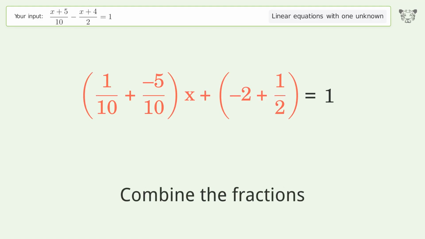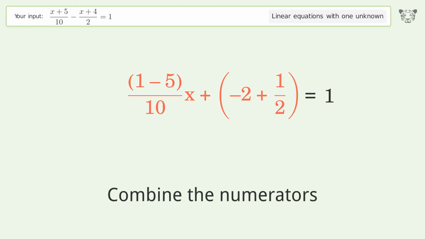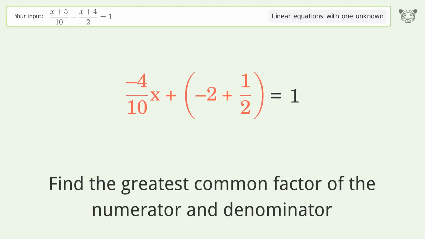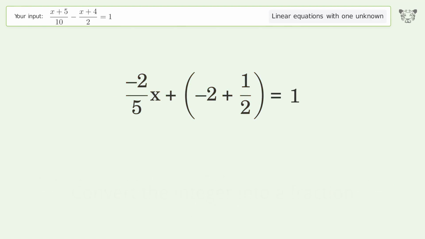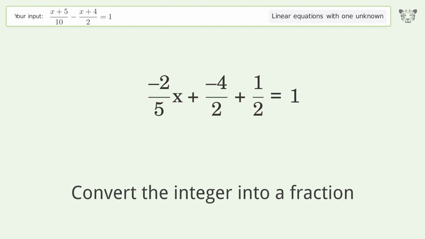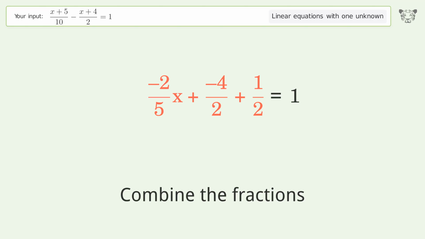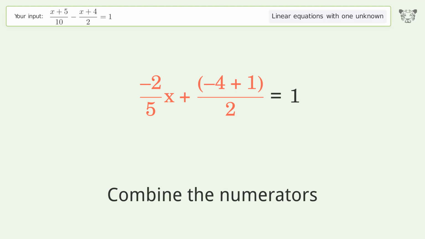Combine the fractions. Combine the numerators. Find the greatest common factor of the numerator and denominator. Factor out and cancel the greatest common factor. Convert the integer into a fraction. Combine the fractions. Combine the numerators.